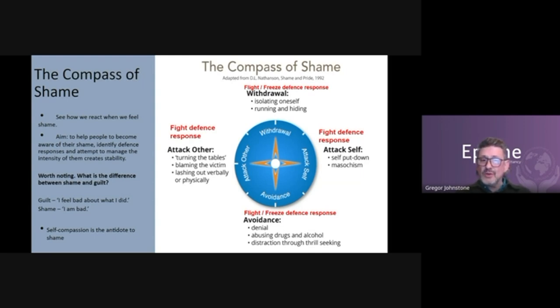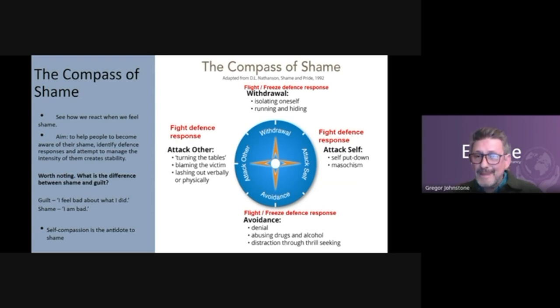That leaves us with the last defense response, which is a fight defense response, and that's attack others. Here we're reducing others' worth to try and boost our own self-esteem. That can involve blaming, it could be blaming of victims, putting people down. And it might go to extremes as well of physical abuse or sexual sadism. So that's the 4 compass points.